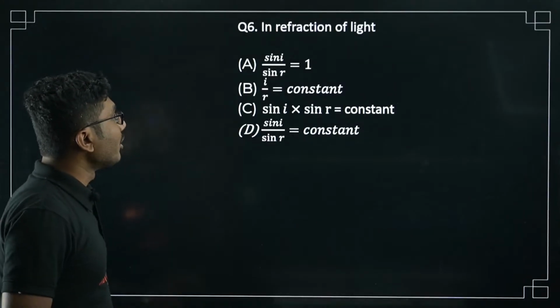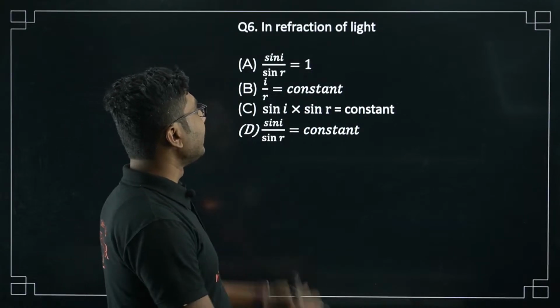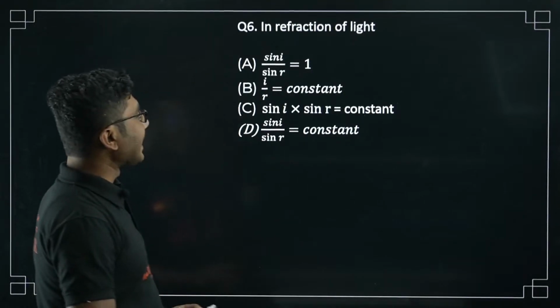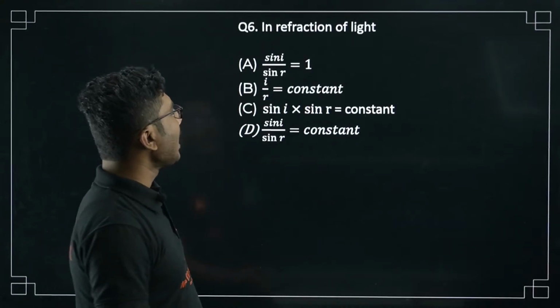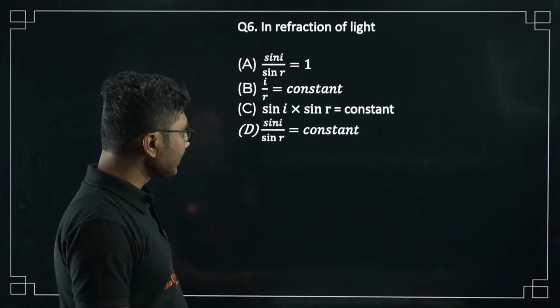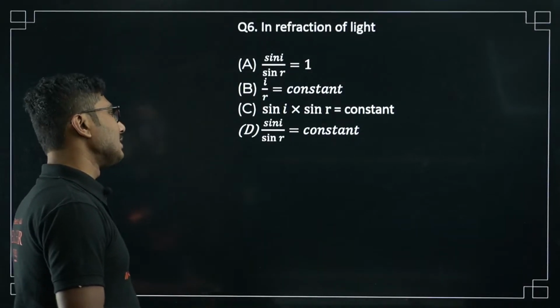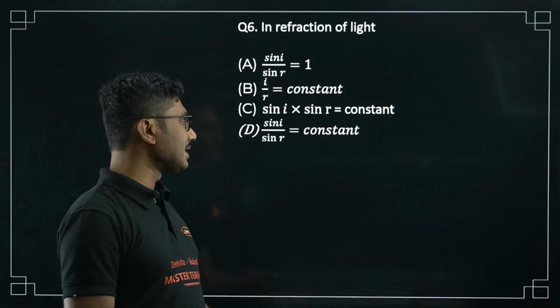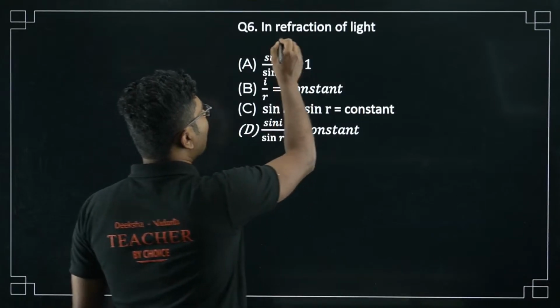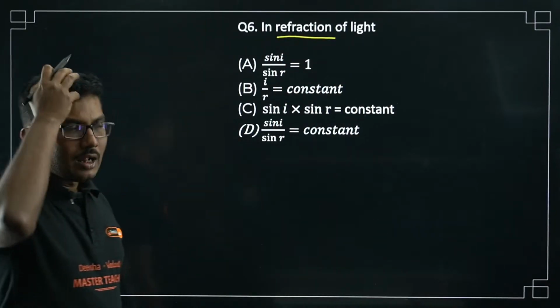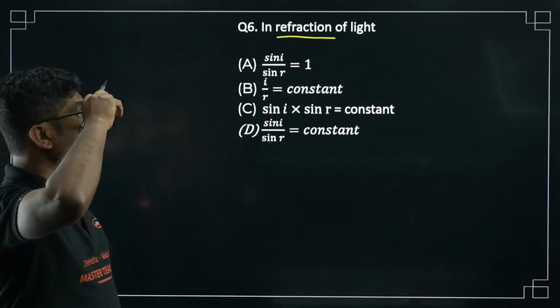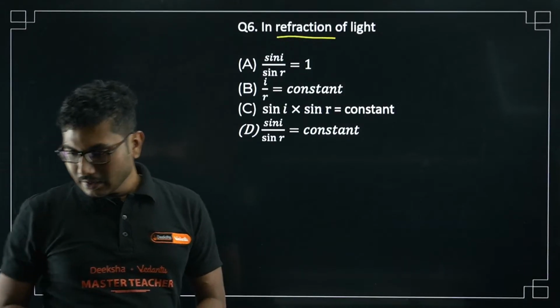Now let's move on to question number 6. In refraction of light, sin i by sin r equals a constant. So it is about refraction. Easy question, right? Refraction of light, which one is constant?